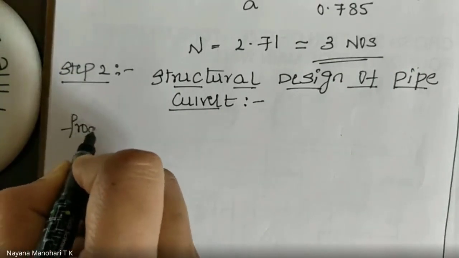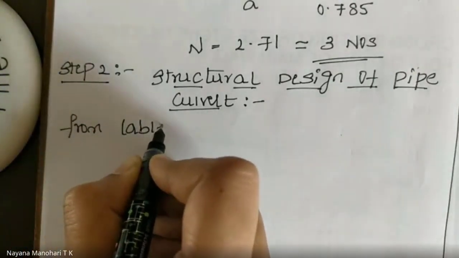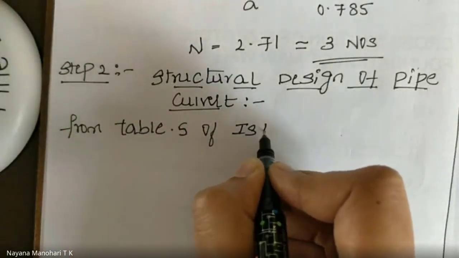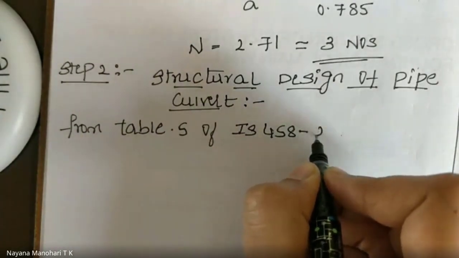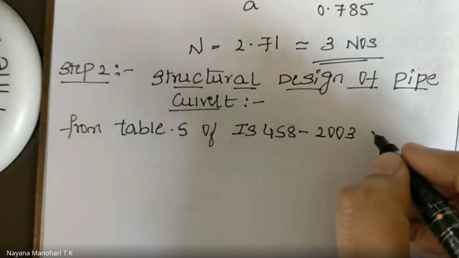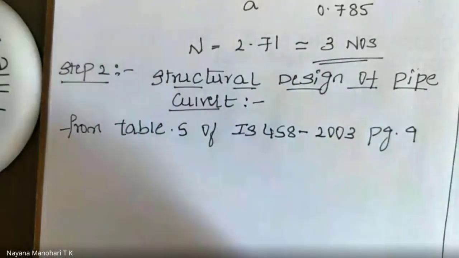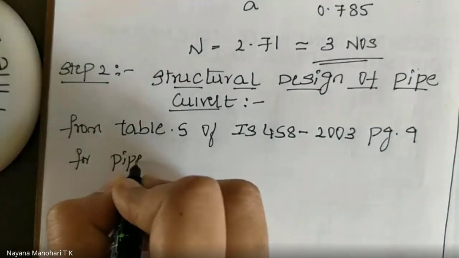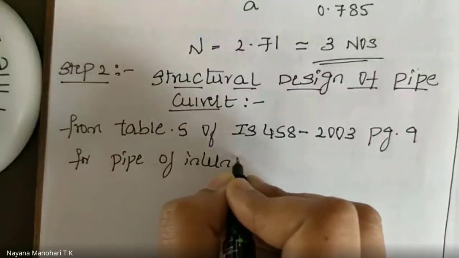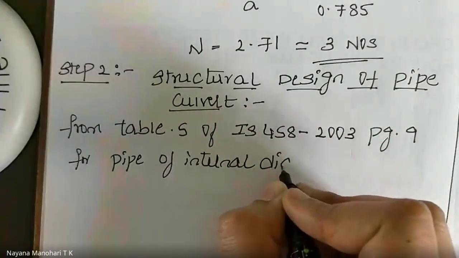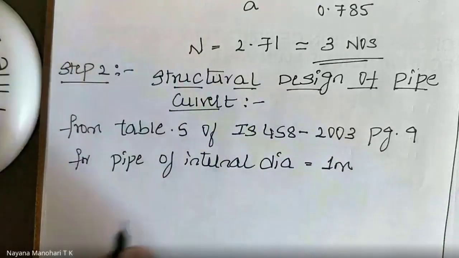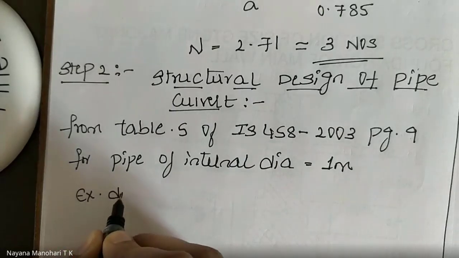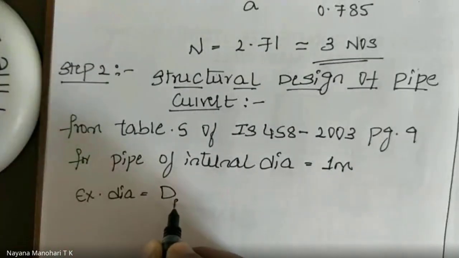That is from Table 5 of IS 458:2003, page number 9. For a pipe of internal diameter, I will show you this. Internal diameter equals 1 meter, which we have assumed. You need to calculate the external diameter, I will denote it as DX.